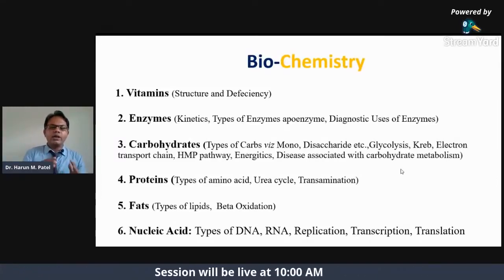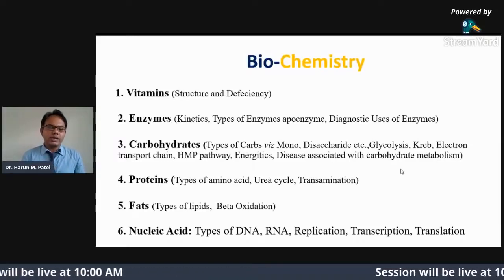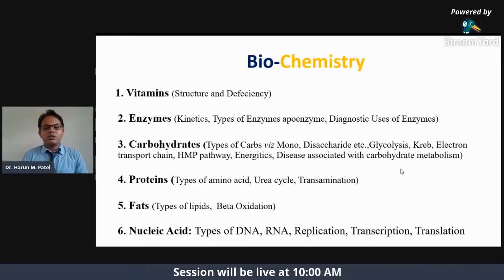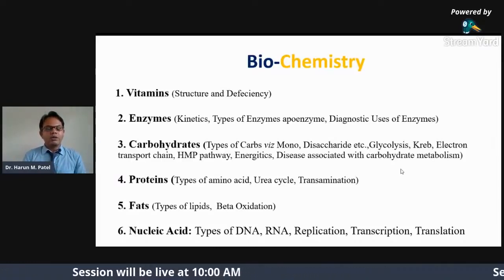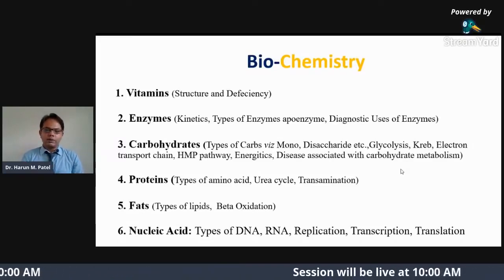So in carbohydrate, I know that most of the students are reading glycolysis, the Krebs cycle, electron transport chain, etc., but they are not giving more importance to the diseases associated with carbohydrate metabolism. I'll recommend that you must also read the last pages of the carbohydrate chapter of Satyanarayana.